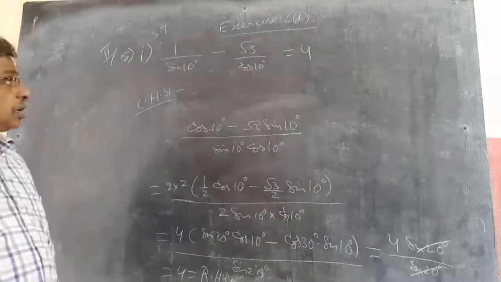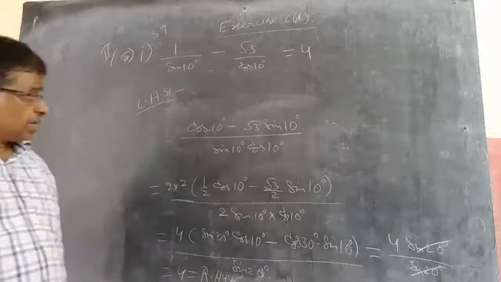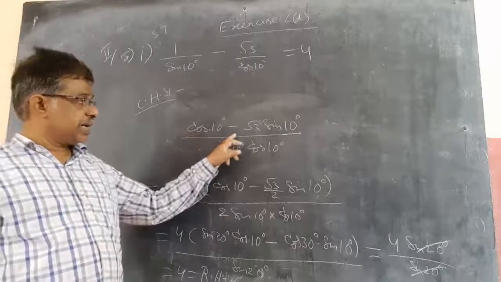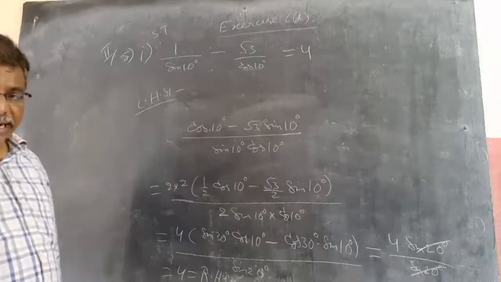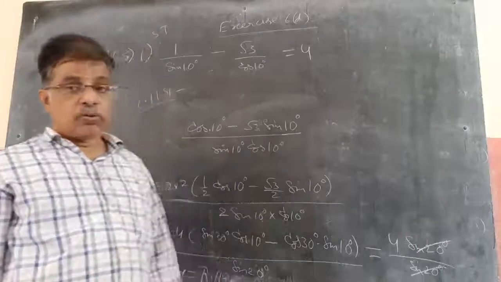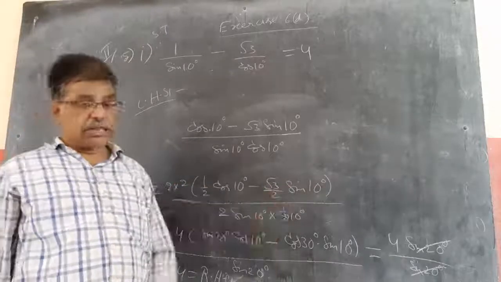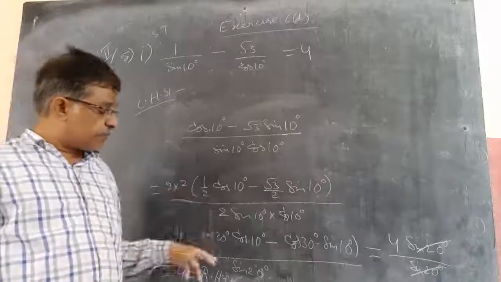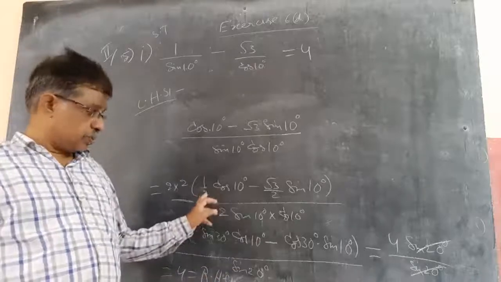First I took the LCM, sin 10 cos 10. This becomes cos 10 minus root 3 sin 10. Whenever you find the form A sin theta plus B cos theta, divide and multiply by root of A square plus B square, means root of 1 plus 3, root 4. So dividing and multiplying means 2. So 1 by 2 cos 10 minus root 3 by 2 sin 10. Why are you dividing and multiplying? Automatic conversion to the form of sin of A minus B or cos of A plus B, depending on how you change this.